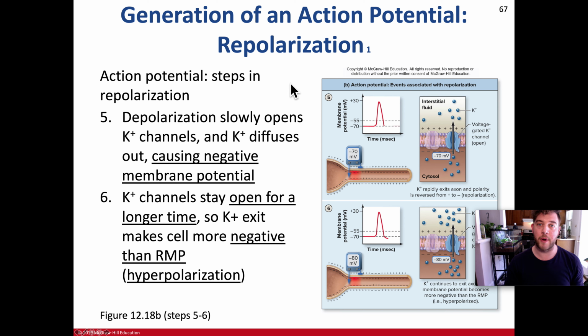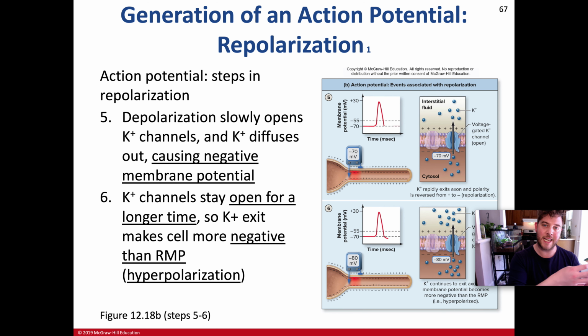And then you get into repolarization. Depolarization slowly opens potassium channels, and potassium will diffuse out, causing a negative membrane potential. The potassium channels will stay open for a longer time so that potassium can exit the cell and make it more negative than just resting membrane potential.